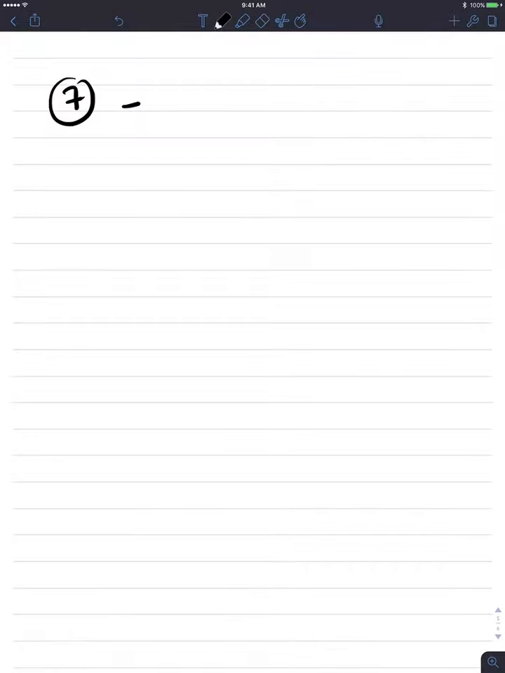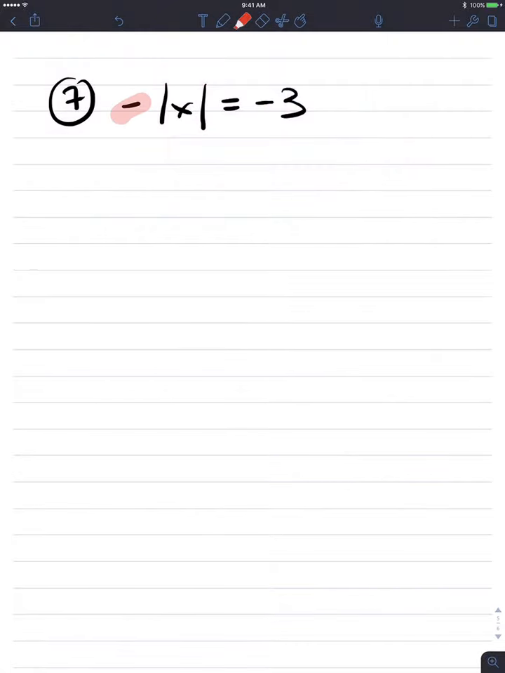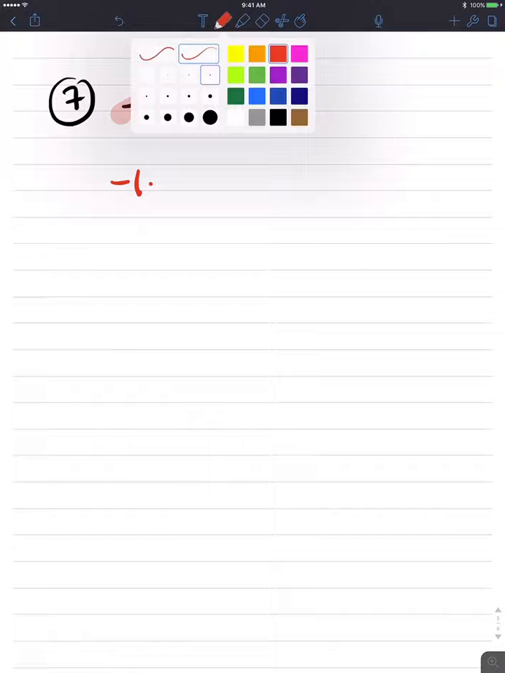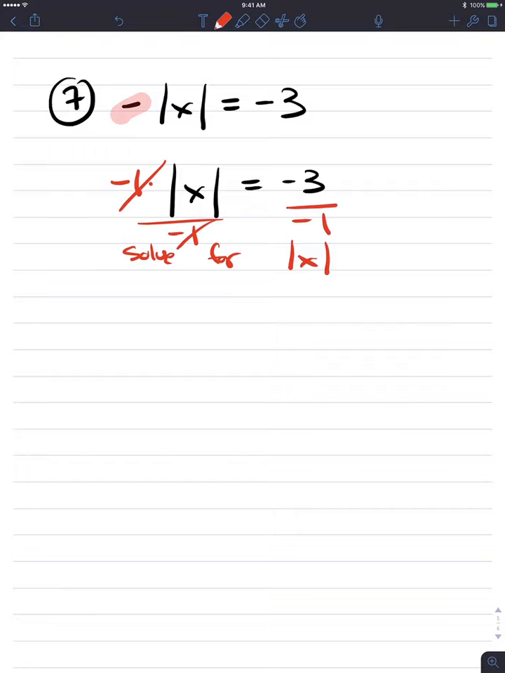Number 7 is minus the absolute value of x is -3. Now let's be careful. What we learned was the negative sign here that you guys see right here is outside of the absolute value. What that means is this is -1 times the absolute value of x, and that's going to be equal to -3. So the key here for these problems is to solve for the absolute value of x. And how we do that is by dividing both sides by -1.